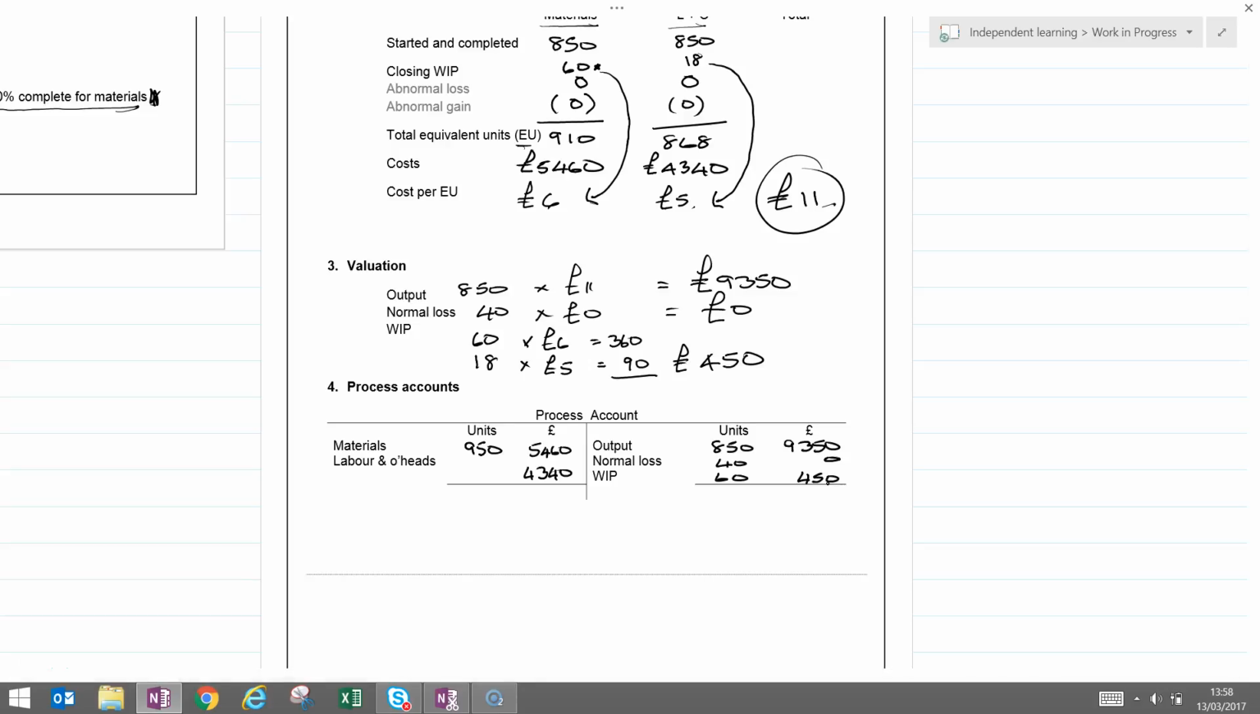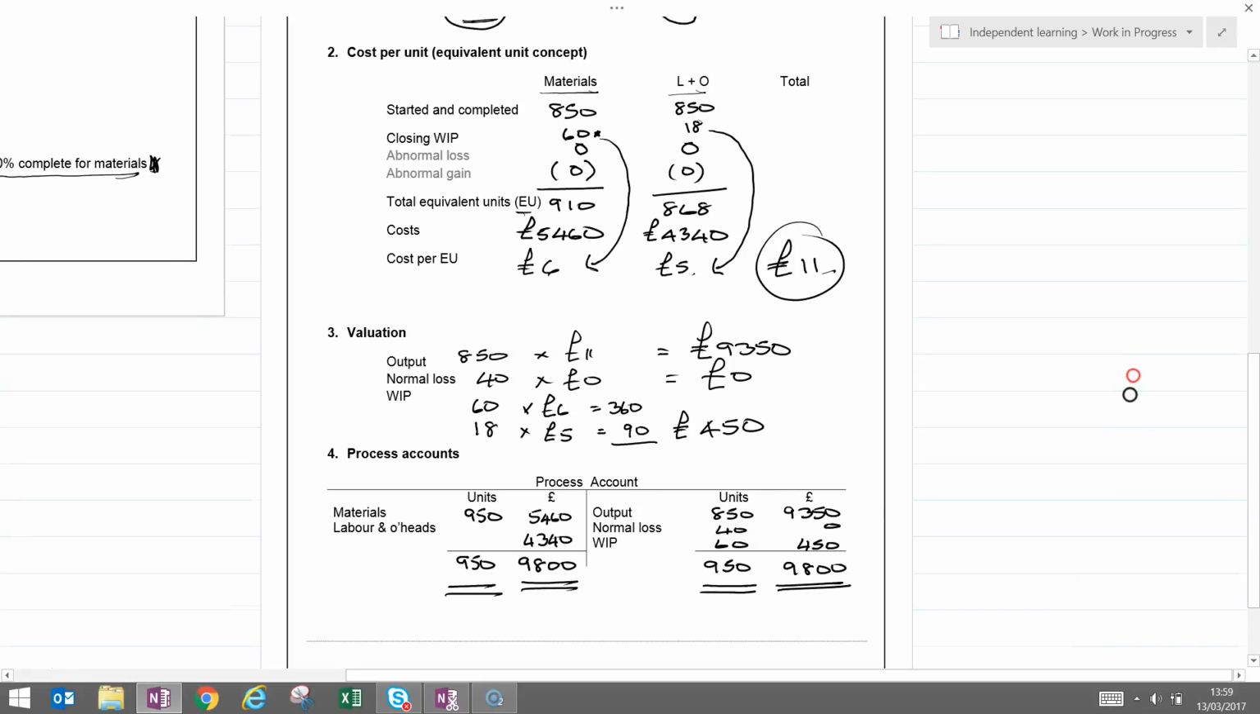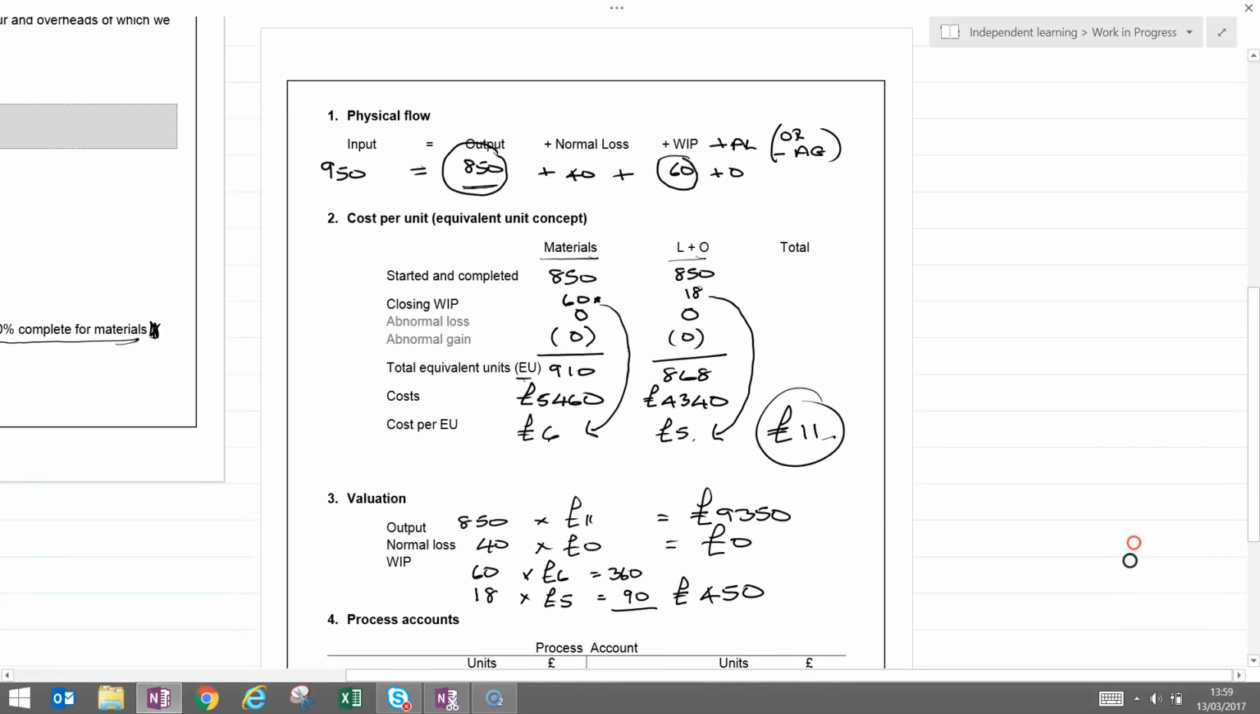Now if we total it all up, there should be no balance. The debit side should equal the credit side. So add up the units, add up the values, add up the units on the credit side, and add up the values. So that's the process account complete. And those are the steps that you need to go through if you are told there is a work in progress.